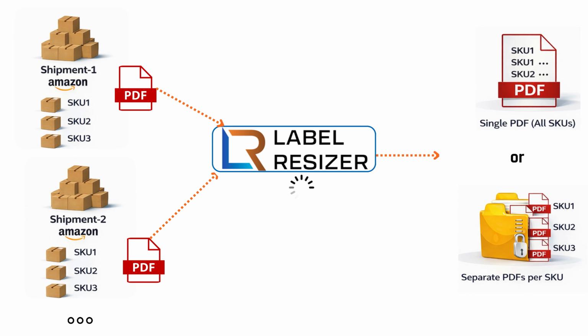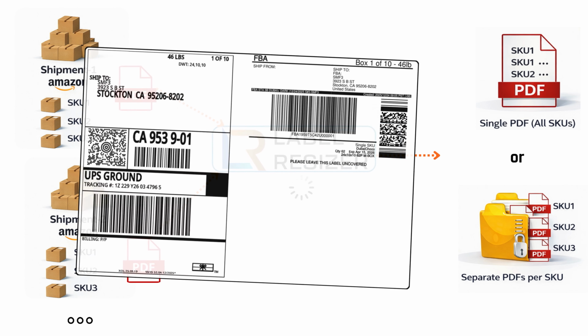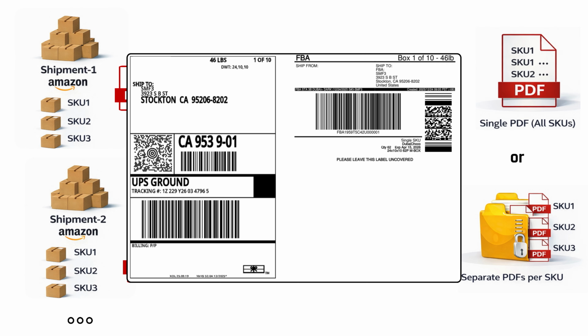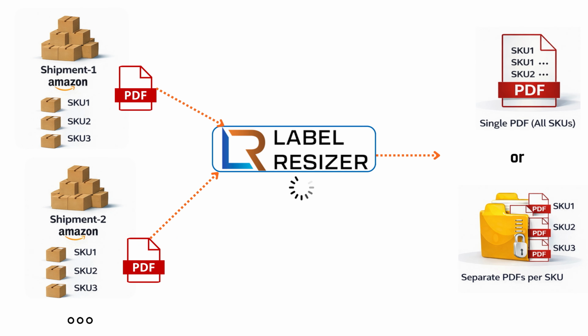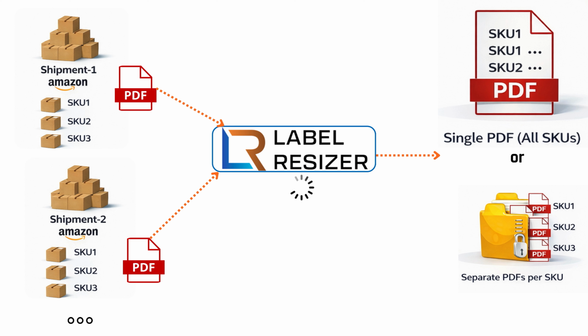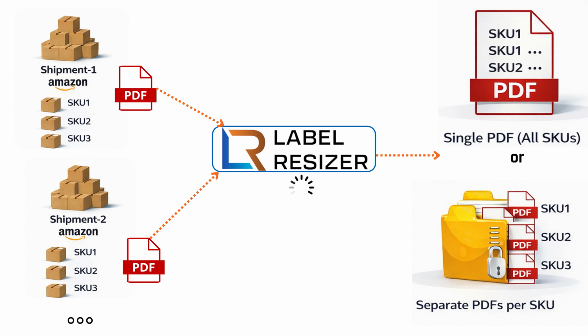With Label Resizer, you can merge shipment box labels from split shipments. It supports both SPD and LTL shipments. Labels can be grouped by SKU and generated as a single PDF, or as separate PDF files for each SKU. Now let's see how to do this using the Label Resizer web interface.